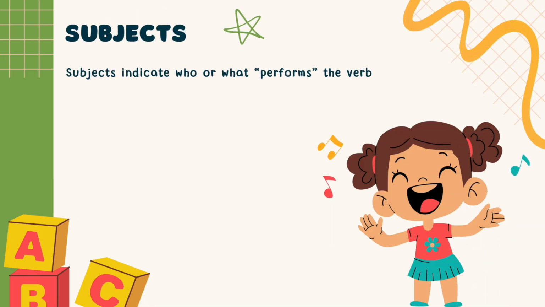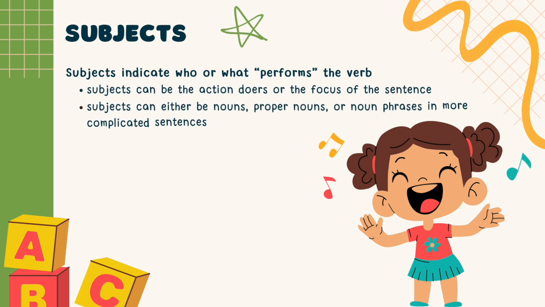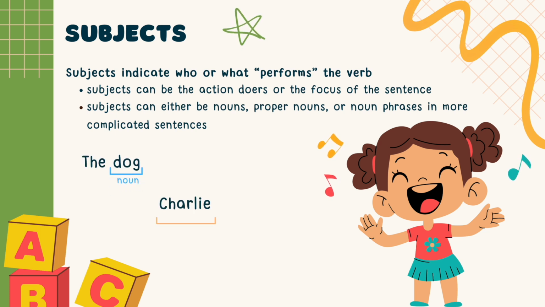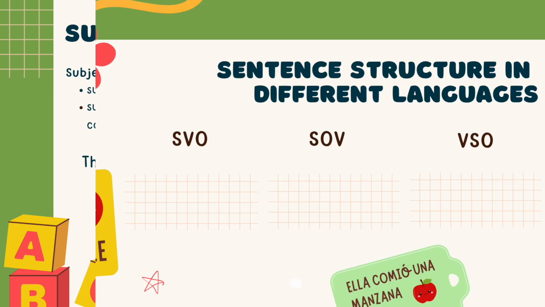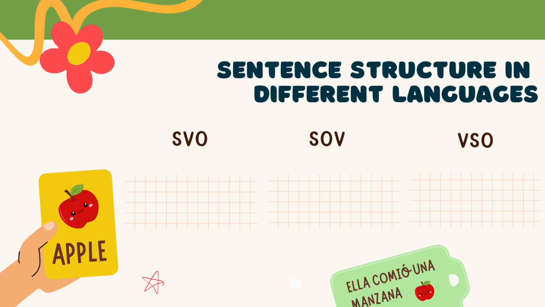Subjects indicate who or what performs the verb. Subjects can be the action doers or simply the focus of the sentence. Subjects can either be nouns, as in the dog, proper nouns, as in Charlie, or noun phrases, as in the rubber duck. There are three main types of sentence structures seen in different languages.